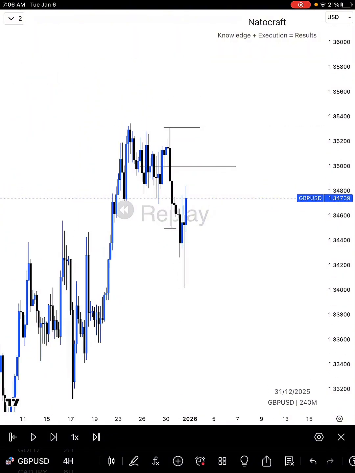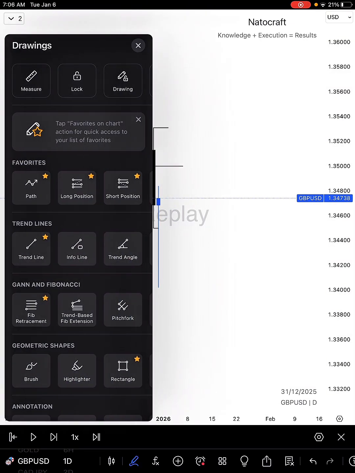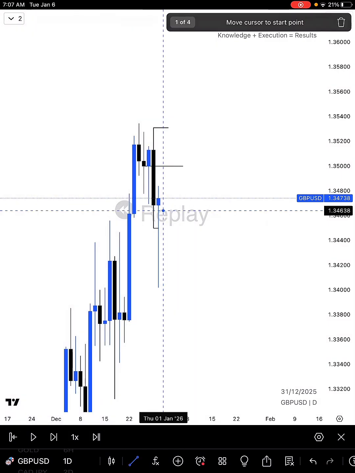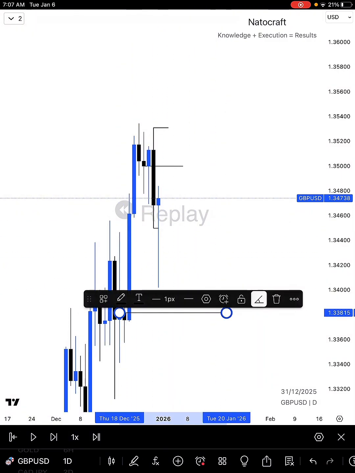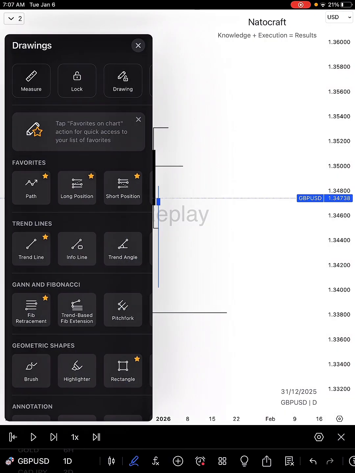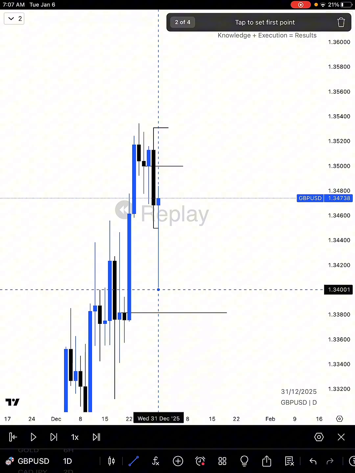So before we go down to the 4-hour, on the daily, you get, I also marked out this level right here. I also marked out this level. You understand? Then I took this as the liquidity for this level. I took this as the liquidity.